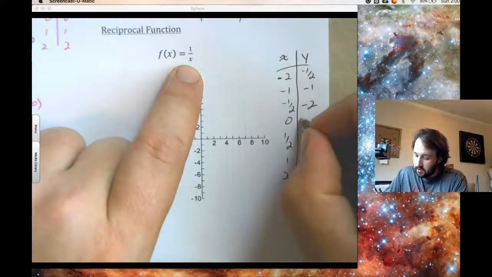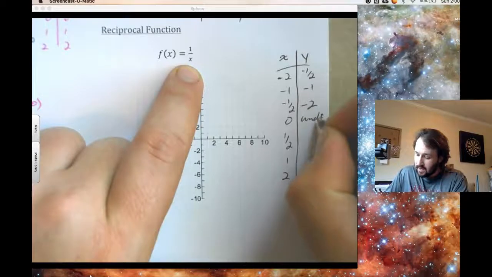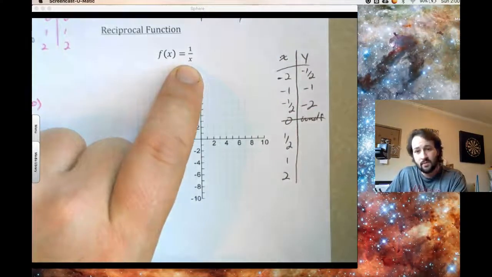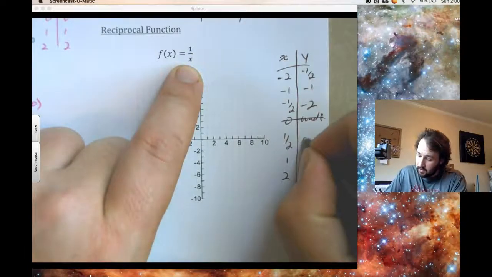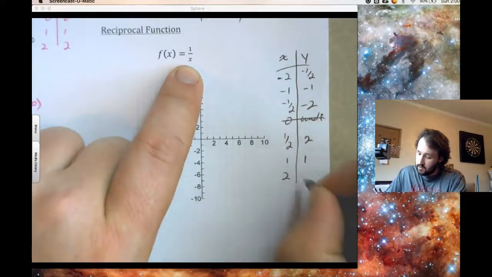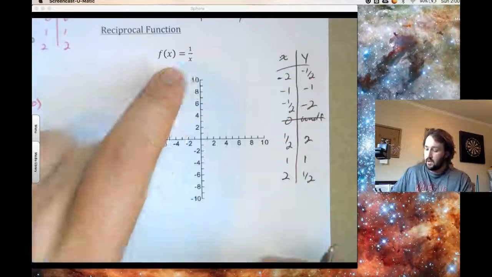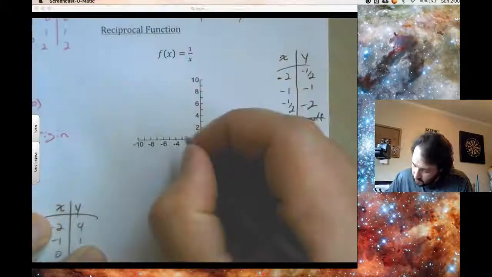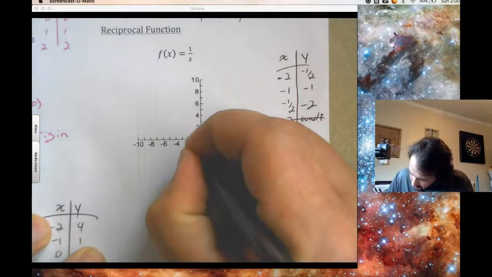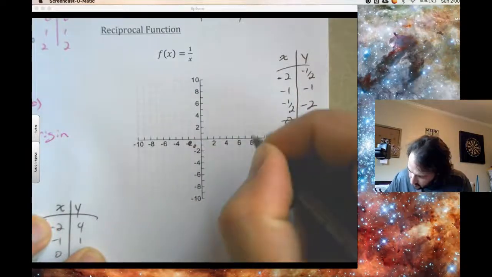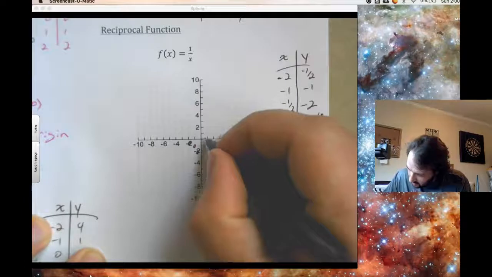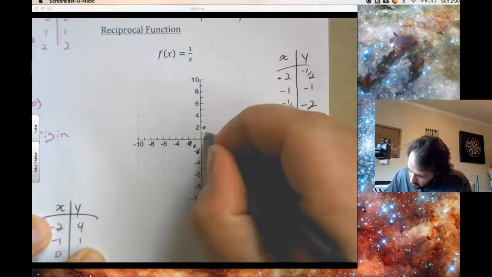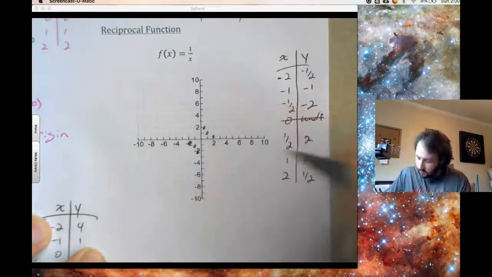1 over 0 is undefined, so that is not even possible. So I won't have any values at 0 because I can't divide by 0. So if I do 1 over 1/2, that'll create 2. 1 over 1 is 1. 1 over 2 is 1/2. So now if I graph these points, (-2, -1/2), (-1, -1), (-1/2, -2), and then I have (1/2, 2), (1, 1), (2, 1/2).